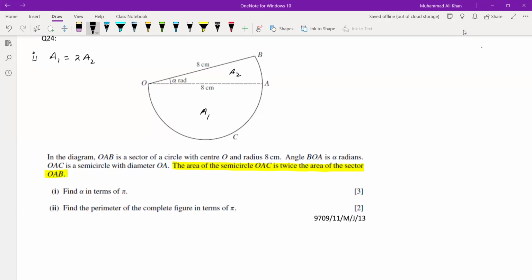Now, how to calculate A1? A1 is a semicircle. So it is pi r square divided by 2, right? Pi r square divided by 2. Any confusion? Area of semicircle equals to twice A2. A2 is sector. The formula is half r square theta, and theta is alpha. Any confusion?